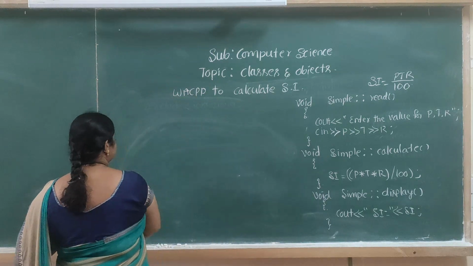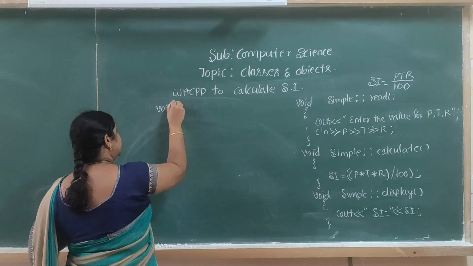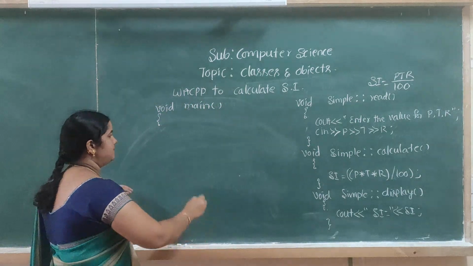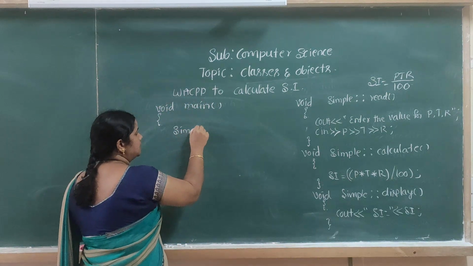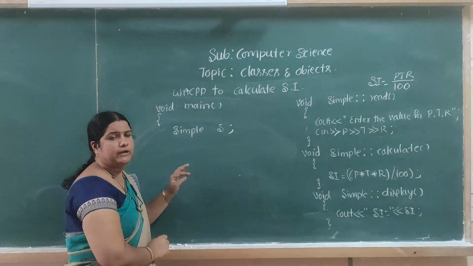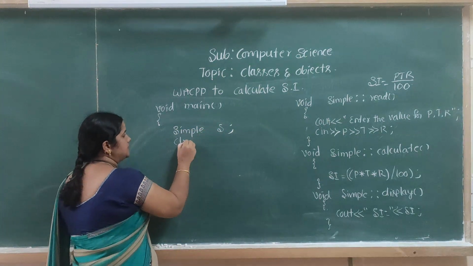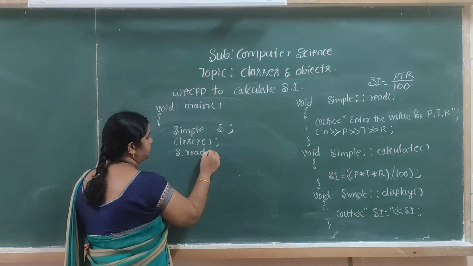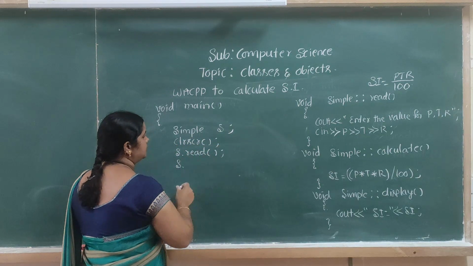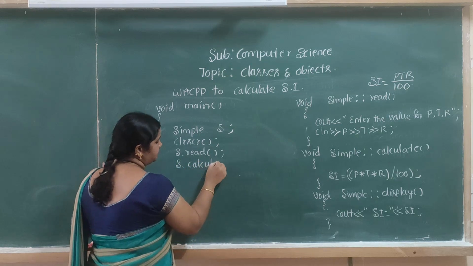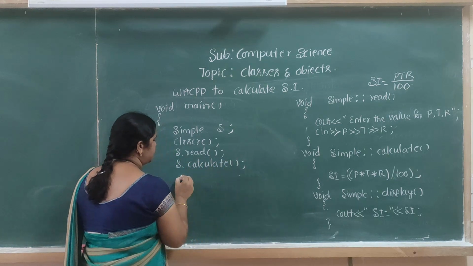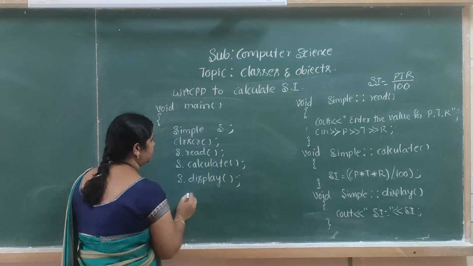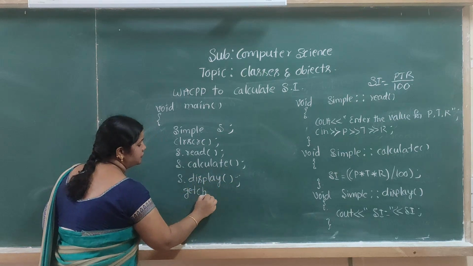Next, we write the main function, void main. Next, the class name simple. We create one object S. Next, clrscr. Next, S dot read, S dot calculate, and S dot display. It is easy to write the main function.